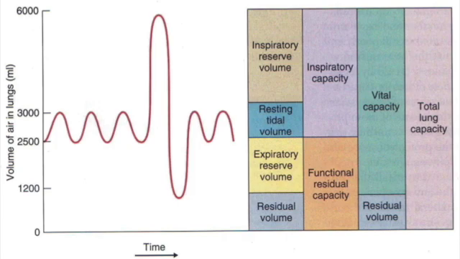Residual volume, RV, is the volume of air remaining in the lungs after maximal expiration. This residual volume functions to maintain the alveolar patency, especially during end expiration. So some air is always left in residual volume.